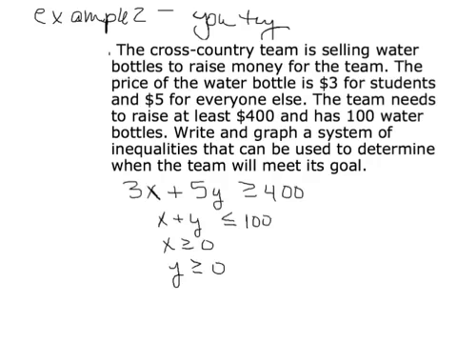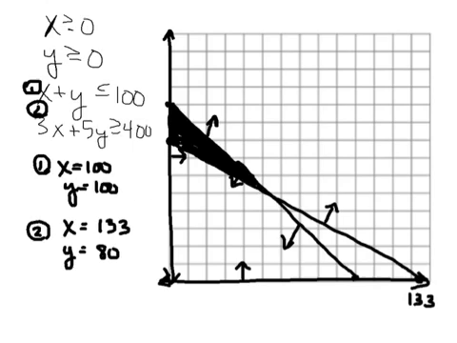So there are our system of inequalities, and the next page I'm going to work on graphing them. And there you go. I graphed x is greater than 0, y is greater than 0. I took my first equation, found the x-intercept and the y-intercept. I took my second equation, found the x-intercept and the y-intercept. And this shaded area is the amount of water bottles they can sell to meet their goal.